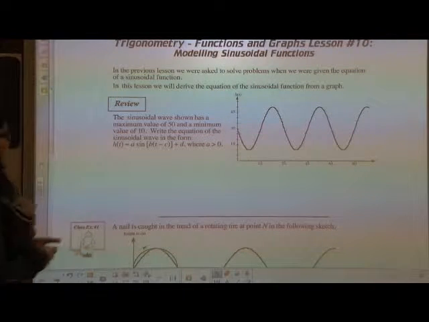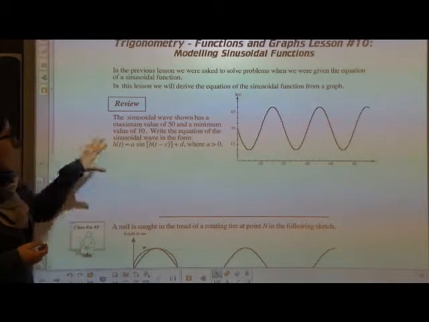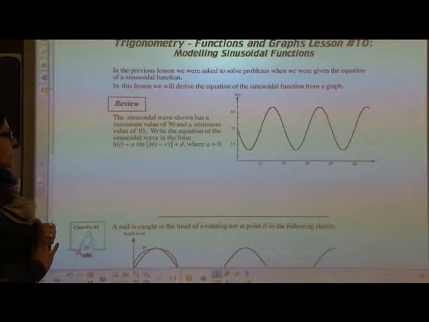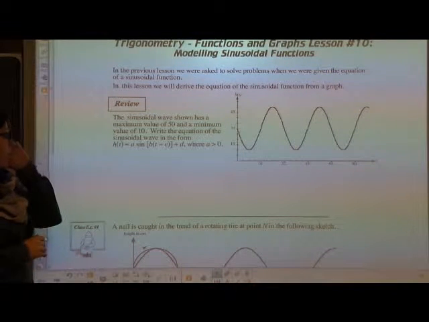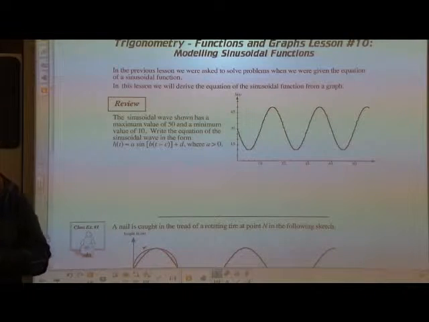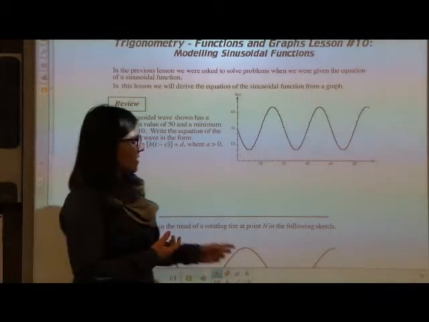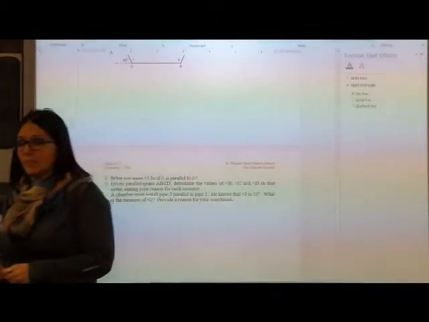Okay? So just to do a review, the sinusoidal wave shown to the right has a maximum value of 50 and a minimum value of 10. Write the equation of the sinusoidal wave in the form of a sine graph. So we need to determine these values of A, B, C, and D.